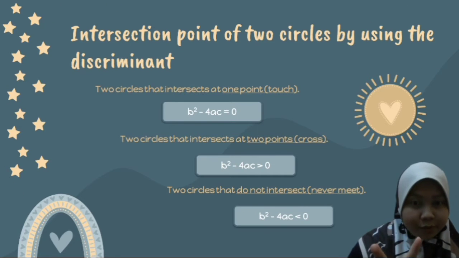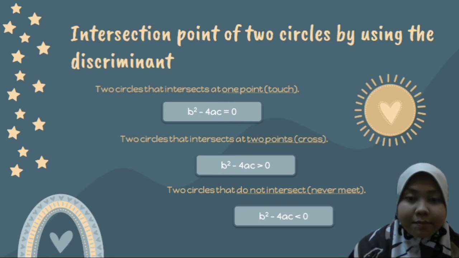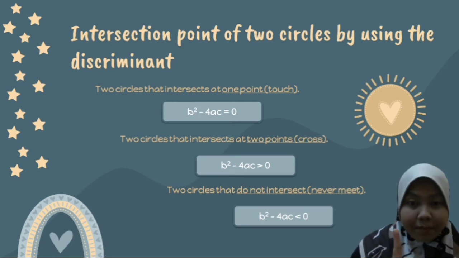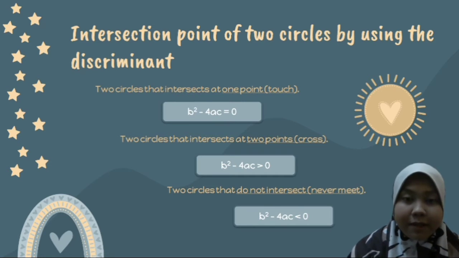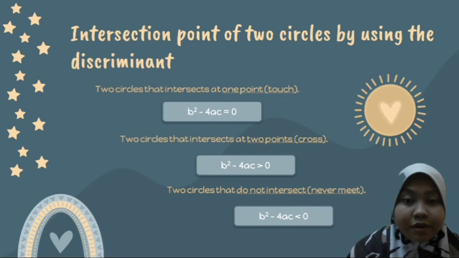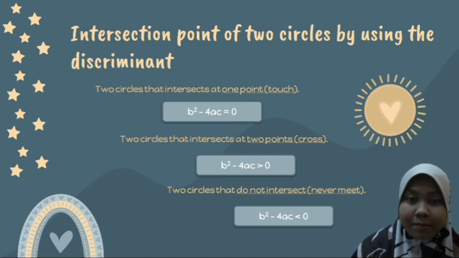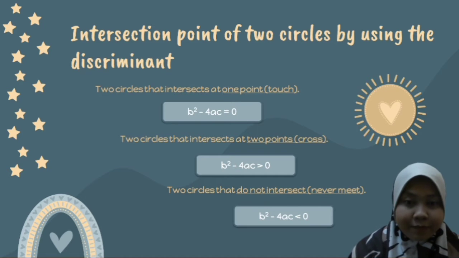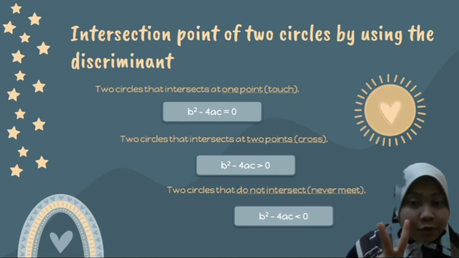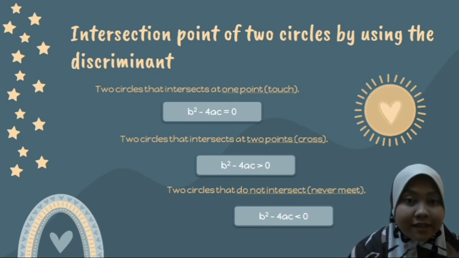There are two methods to find the intersection point of two circles. First is by using the discriminant. When two circles intersect at one point, we'll be using the formula b squared minus 4ac equals 0. Next, when two circles intersect at 2 points, we'll be using the formula b squared minus 4ac is greater than 0. Lastly, when the two circles do not intersect, we'll be using the formula b squared minus 4ac is less than 0.